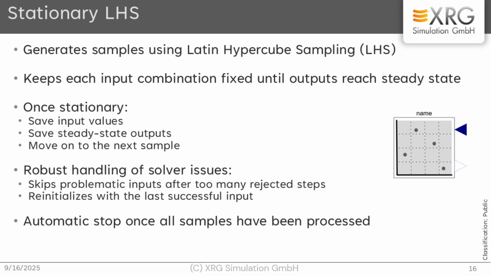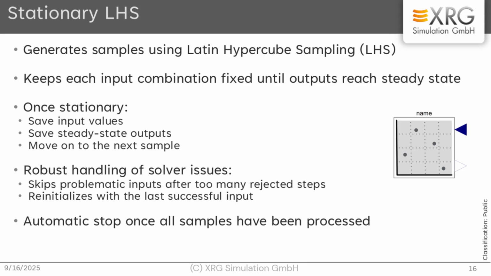Yeah, so this brings us to our block that we're using in the model we are creating. It's a stationary LHS block, and we're using this method to create some inputs. The block is created in a way that it provides the Latin hypercube sampling inputs, or the values, and it keeps them steady state until our outputs that we define from our cycle are also steady state. I think you will also see that when we do it.